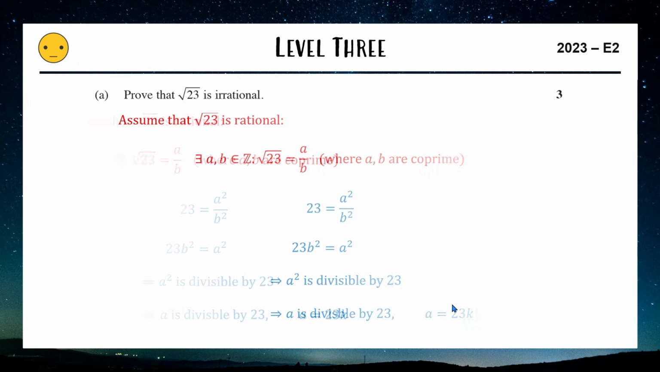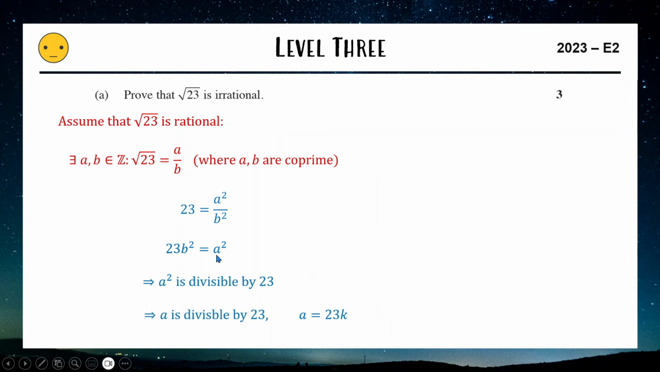Let's now make some room and put that into our equation up here. So instead of a squared, we're going to write (23k) squared. On the right-hand side, we're going to get 23 squared, not scared, I'm scared actually, and then we have k squared. What we're going to do is divide the 23 off the left-hand side to get b squared by itself. And now 23 squared divided by 23 is, would you believe, 23.